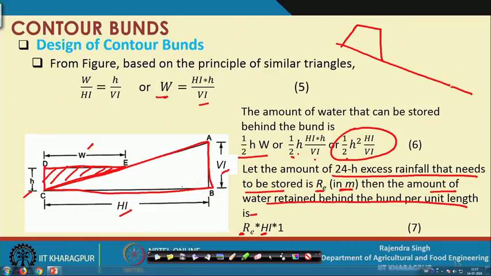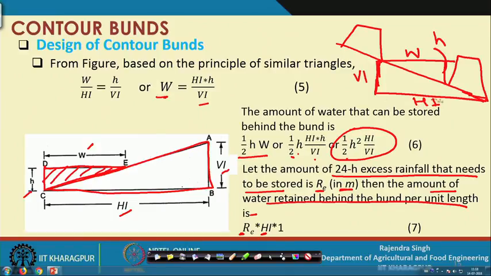here, and we have another section, another bund here. So, this is the water we are retaining. So, if we consider this figure here, obviously from this point itself, we are talking about these two triangles here, this is one larger triangle, and this is a smaller triangle. So, this we are saying is H, this is W, this is V I, this is H I, that is the same thing we are talking about.